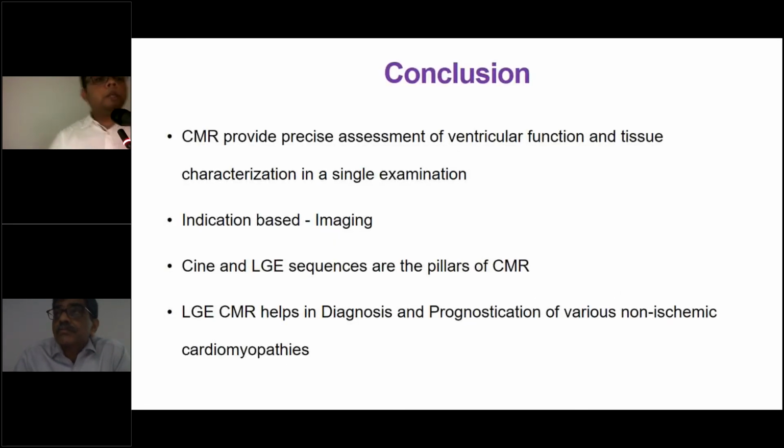So in conclusion, cardiac MRI provides a precise assessment of ventricular function as well as tissue characterization in a single examination. The study needs to be indication based, which means you need to be absolutely clear about what information you want from the cardiac MRI, so the study can be planned accordingly. The cine and the late gadolinium enhancement sequences are the main pillars of cardiac MRI, and late gadolinium enhancement can help us in diagnosis, prognosis, as well as planning of appropriate therapeutic staging in various non-ischemic cardiomyopathies.